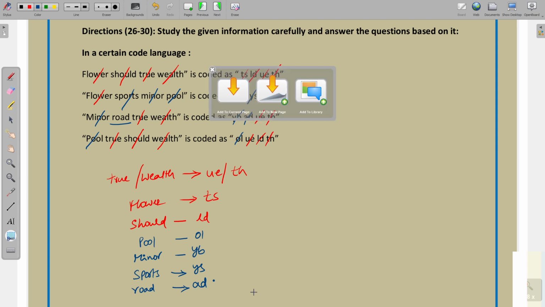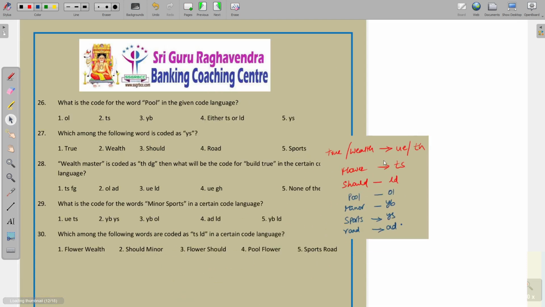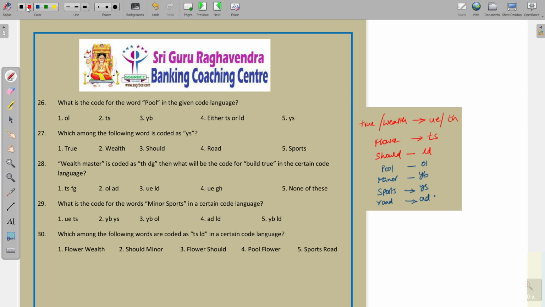Let us move on to the questions and see question number 26. What is the code for the word pool? So pool is coded as OL. Which among the following words is coded as YS? That is sports.